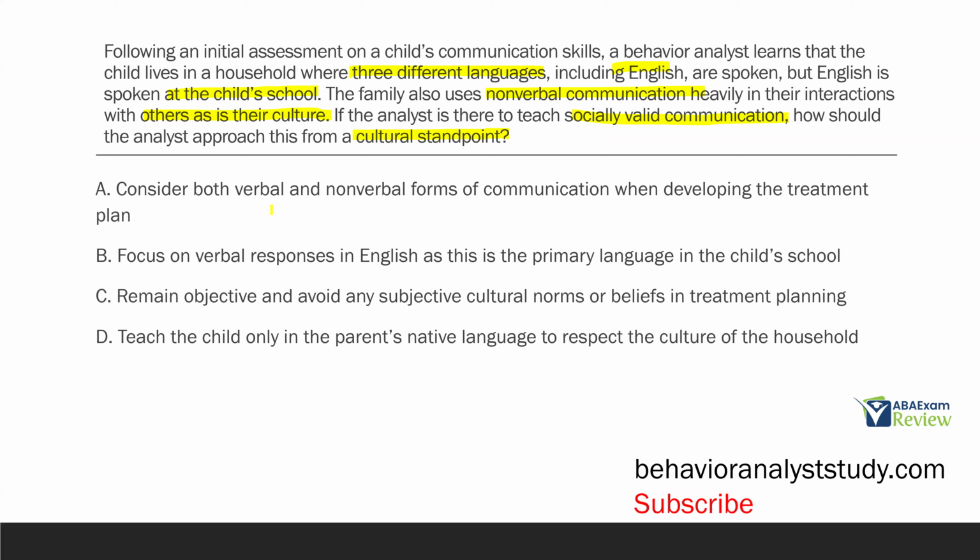A, consider both verbal and nonverbal forms of communication when developing the treatment plan. This is a good answer. We're going to consider verbal communication because that is our goal, but also nonverbal communication because that's part of the family's culture. This takes into account what the family values and what is part of their customs, and incorporates it into a treatment plan that also targets what you're looking to improve, which is the verbal communication. So A looks pretty good.